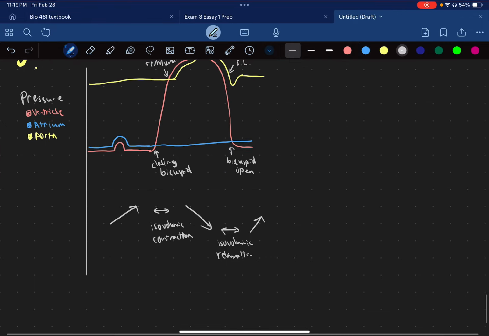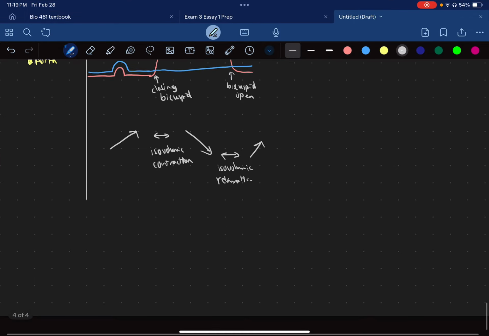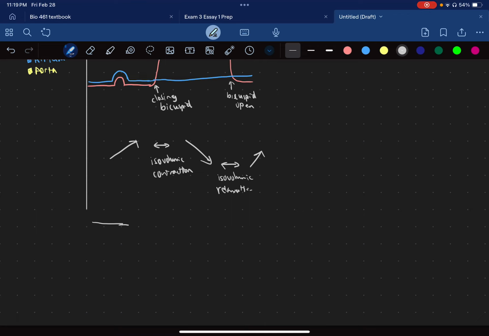I already talked about the opening and closing of the valves. Now let's just talk about the lub-dub noises. So when the bicuspid closes, it's going to cause our lub. And when the semilunar closes, it's going to cause our dub. Lub, dub. If there is a sh after either one of these, that means that there's a hole in the semilunar valve or in the bicuspid valve. But if there's a sh right before the dub, that means that there is something blocking part of the aorta that's making it harder for blood to get out.